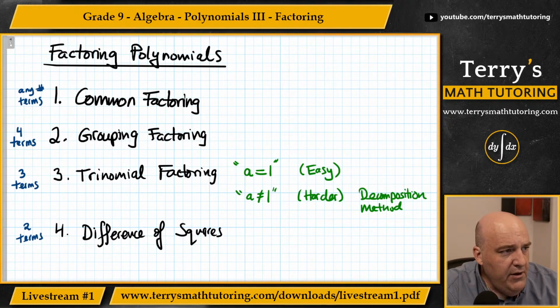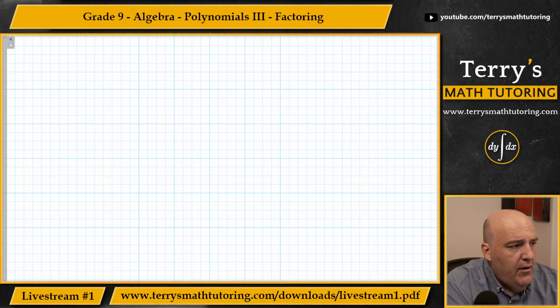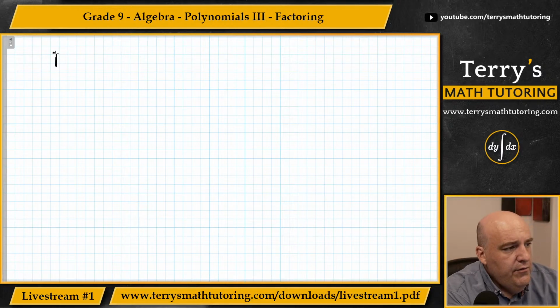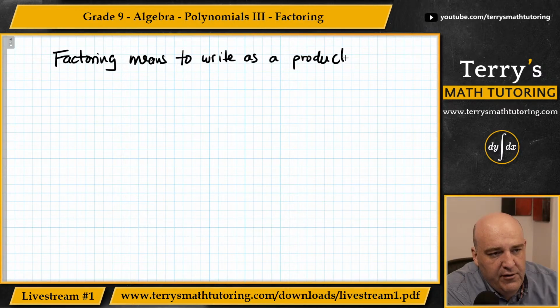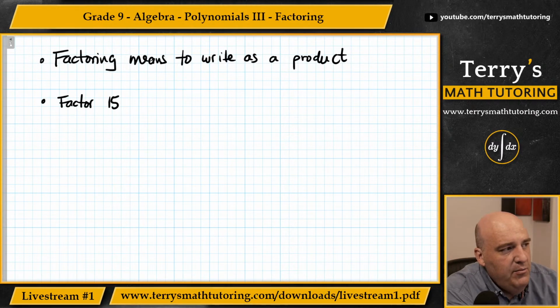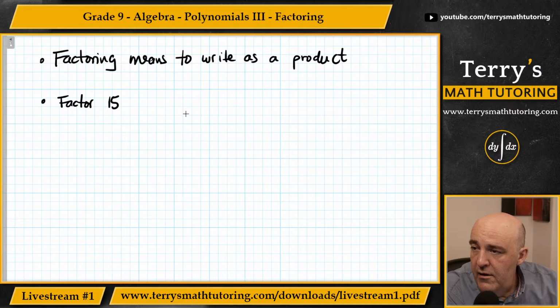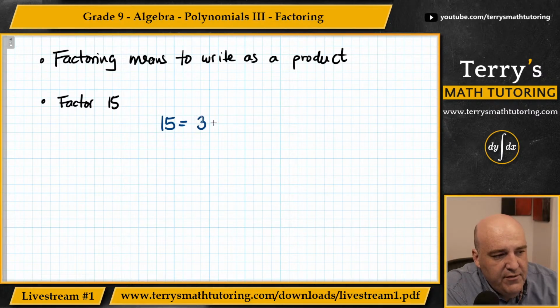So what does it mean to factor? So factoring means to write as a product. You know, if I ask you to factor a number, let's say to factor the number 15, what does that mean? It means to write 15 as a product of 2 other numbers. So maybe you could write 15 as 3 times 5.